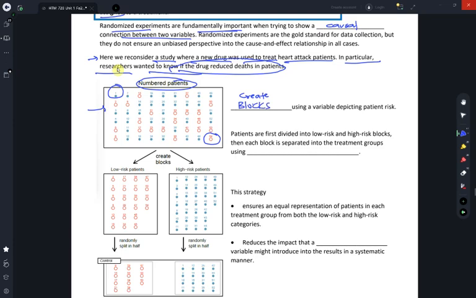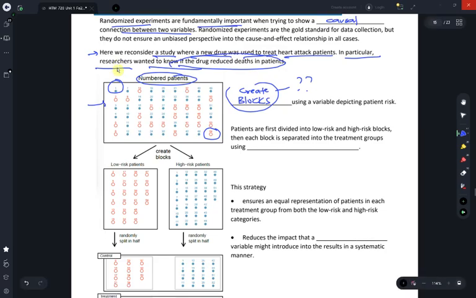And why are we creating blocks? And what are blocks going to be about? You see, for some patients, they are at high risk of developing a heart attack already. And for some patients, they are at low risk of developing a heart attack.